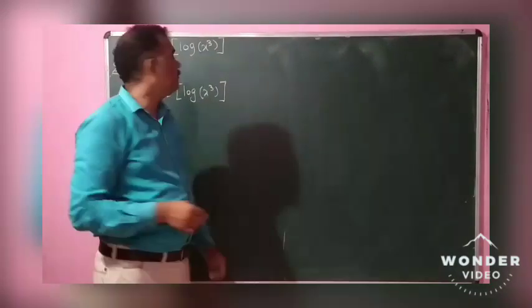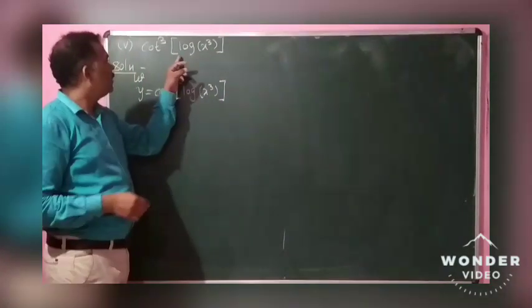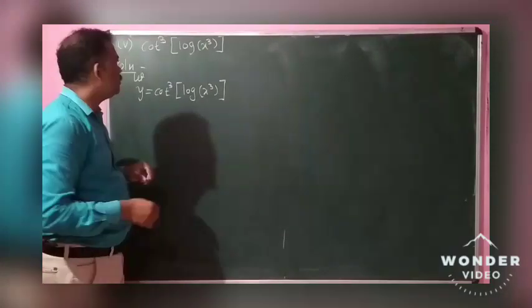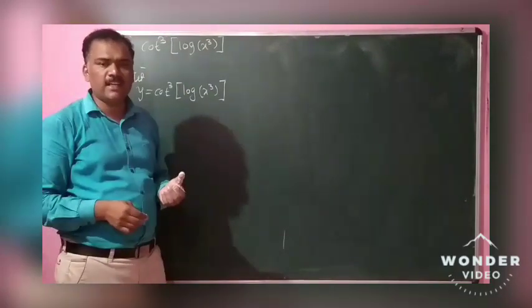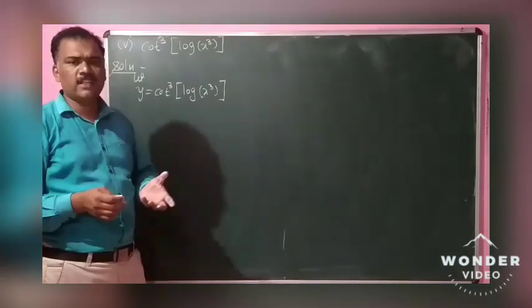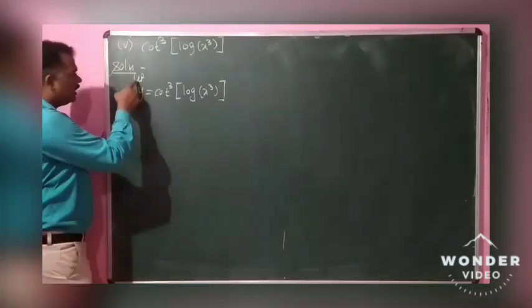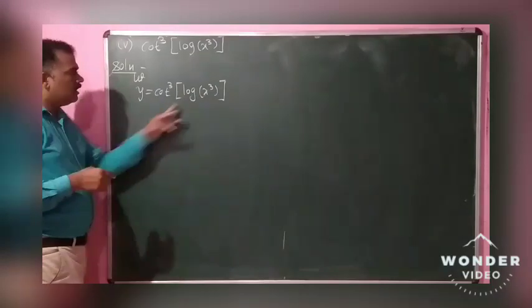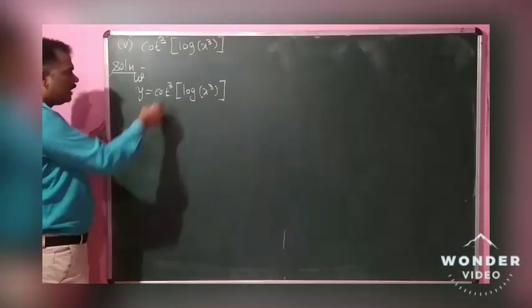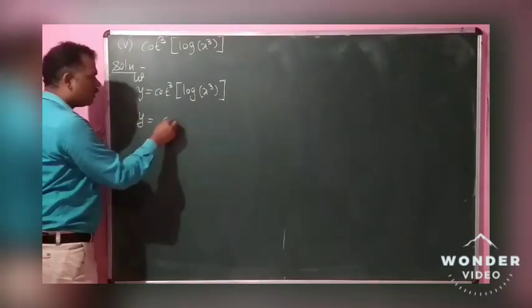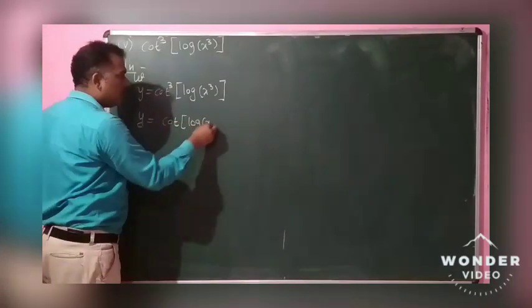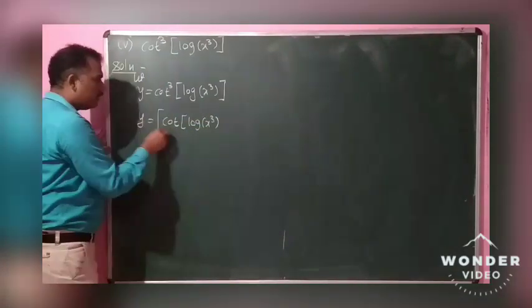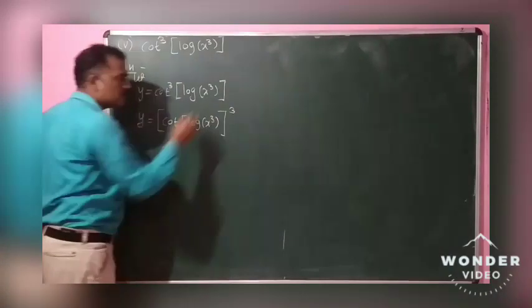See here, example number 5, cot cube log of x cube. We have to know that when we have cot cube, trigonometric functions can also be written as a bracket raised to whatever power there is. How to write this? Let y is equal to cot cube log of x cube. In the form of power, that is cot of log of x cube, whole bracket raised to 3. That is the cot cube.